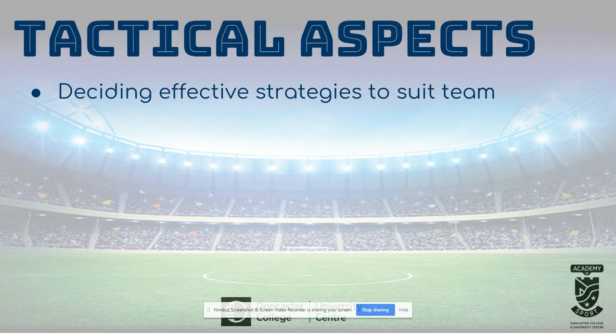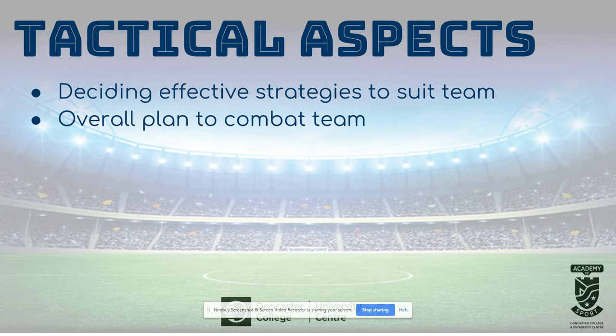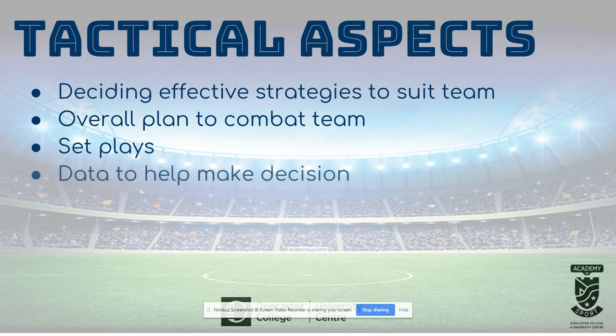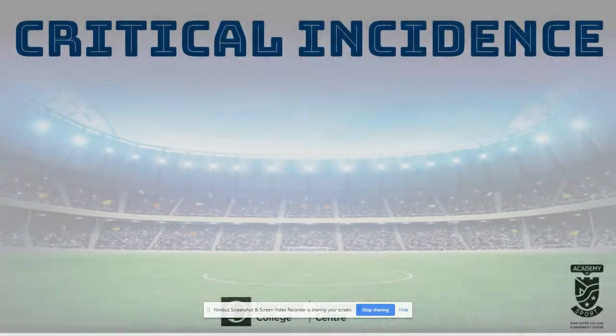So this is deciding effective strategies to suit the team, like an overall plan to combat another team, or some sort of tactic that you want your team to use, like set plays or decision-making. We can use data from other teams to help us make decisions by knowing what a team usually does in a situation. We can try and combat that, so when that situation arises we can have planned set pieces in.